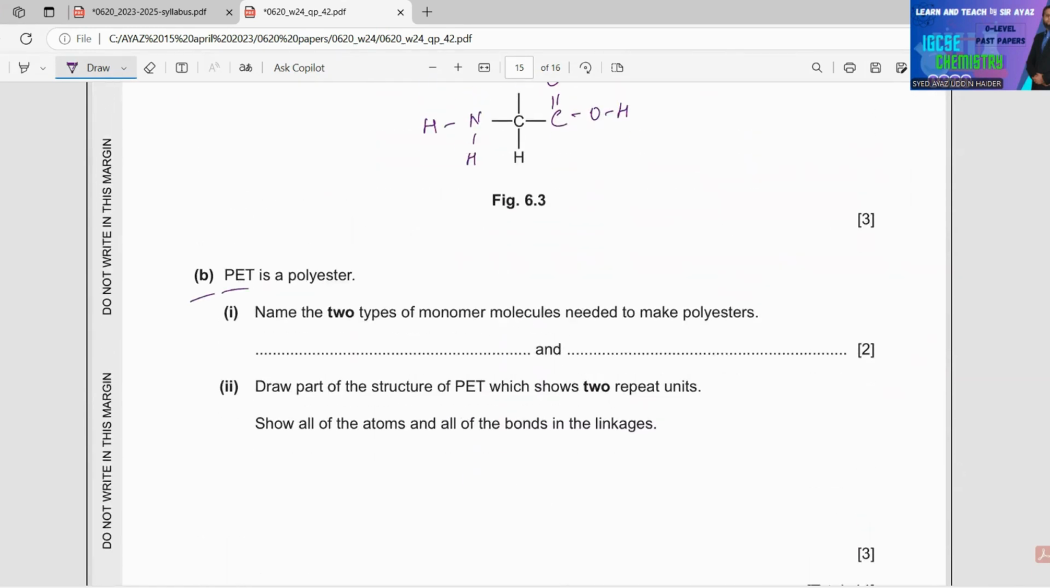B. PET is a polyester. 1. Name the 2 types of monomer molecules needed to make polyesters. Definitely it must be diols and dicarboxylic acids. Diols, monomer having 2 OH groups, and dicarboxylic acids having 2 carboxyl groups. So you have diols and dicarboxylic acids.